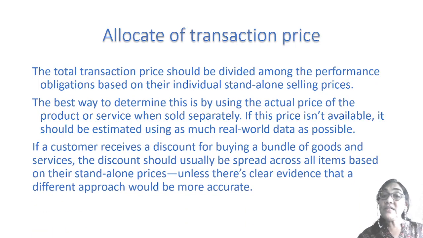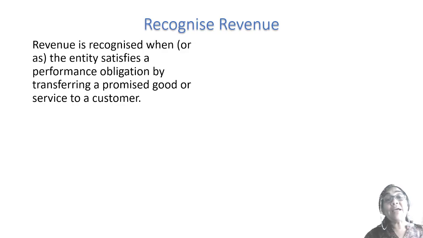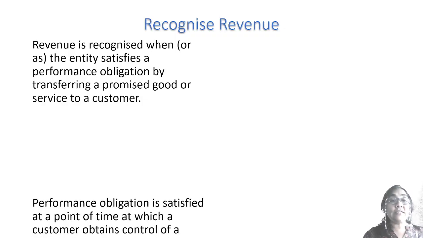If the customer receives a discount for a basket of services or goods that are being provided, the discount will be applicable proportionately to all the performance obligations. You will recognize revenue only when the performance obligation is fulfilled. It can be done by transferring the goods to the customer.